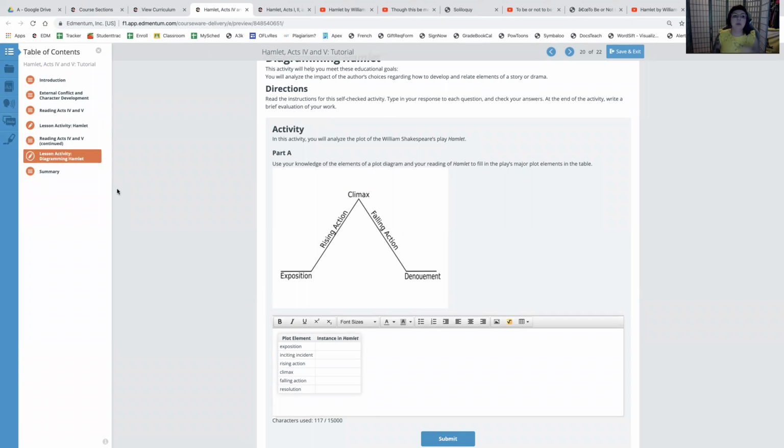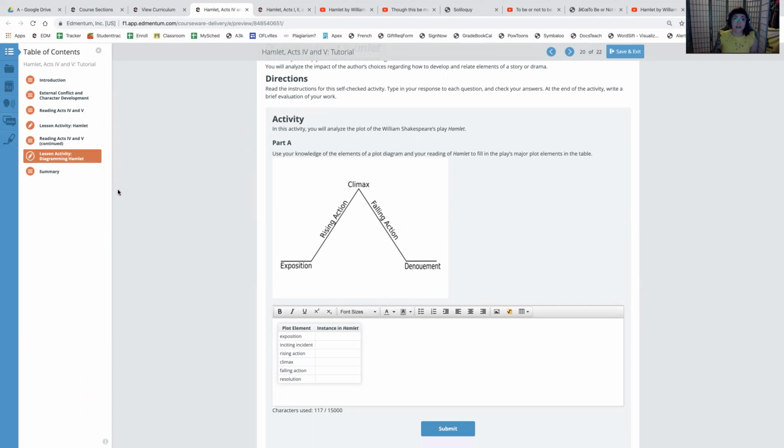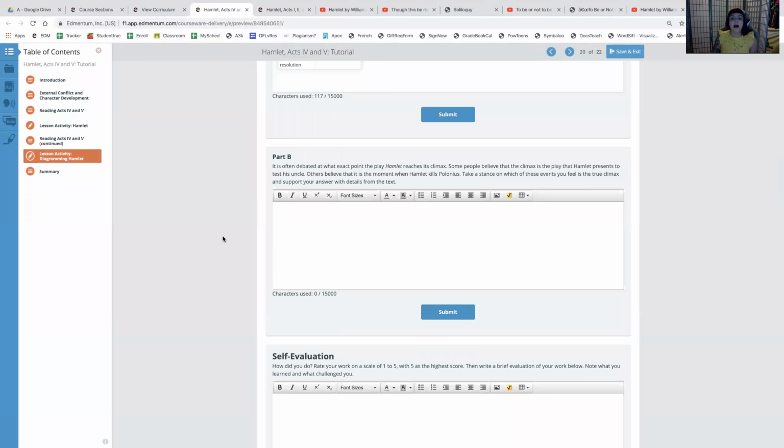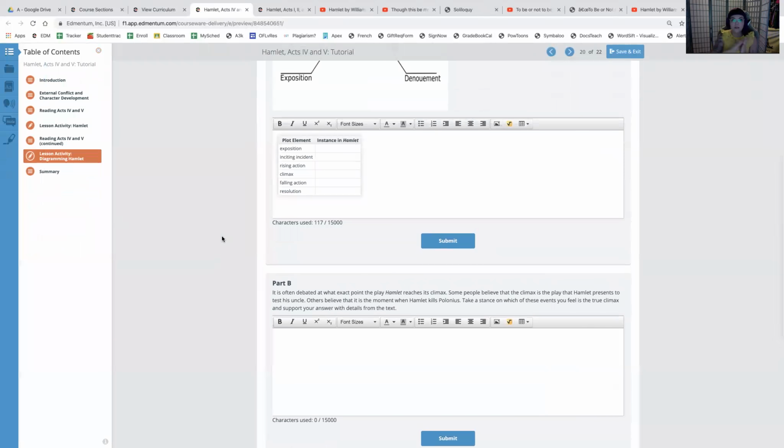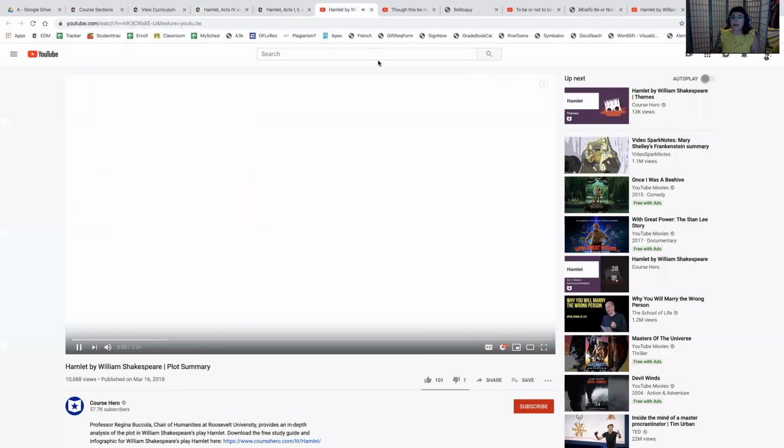So I'm not going to re-show this video for this activity, but I will link the activity again in the notes after I post the video of class so that you have it, because again, I'm not going to re-show it, but just know that it really helps with this second lesson activity, the diagramming Hamlet one. So I'm going to play the video.